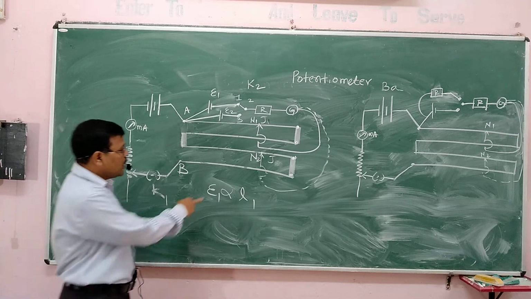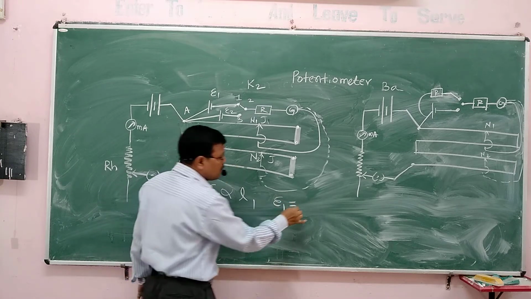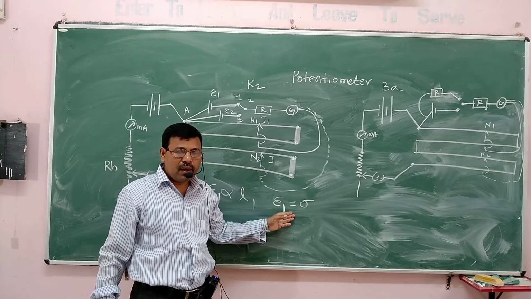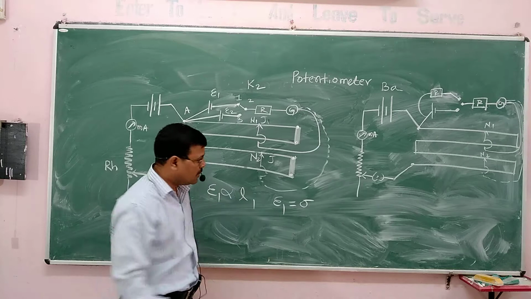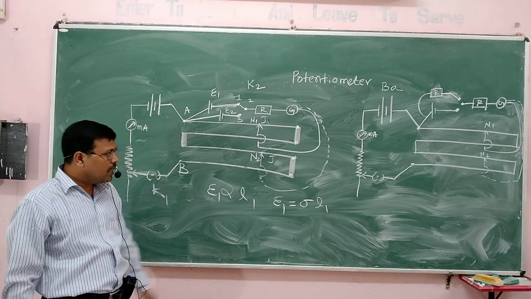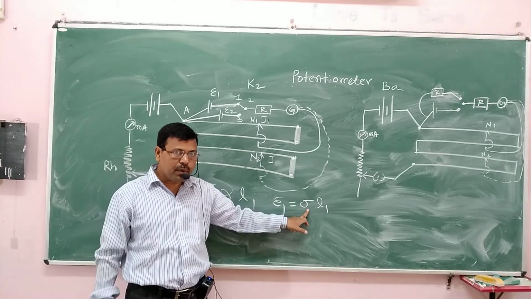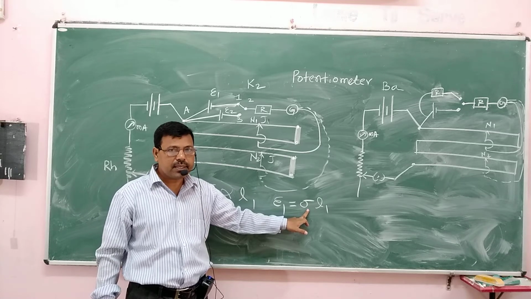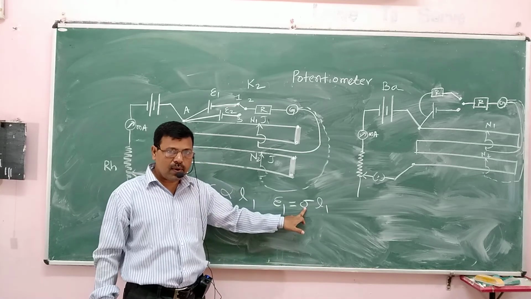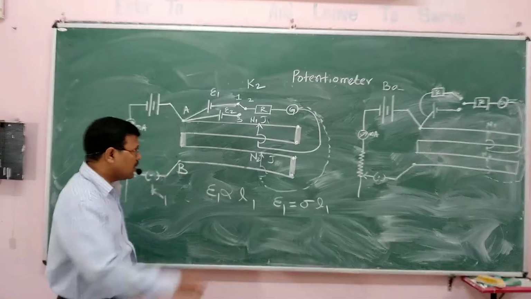Now, we write this as E1 is equal to some constant, sigma, into L1. This constant is known as the potential gradient. This potential gradient is defined as the fall of potential per unit length. Its SI unit is volt per meter. It's a proportionality constant.